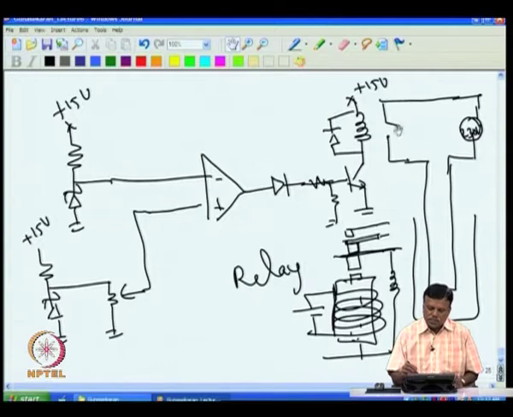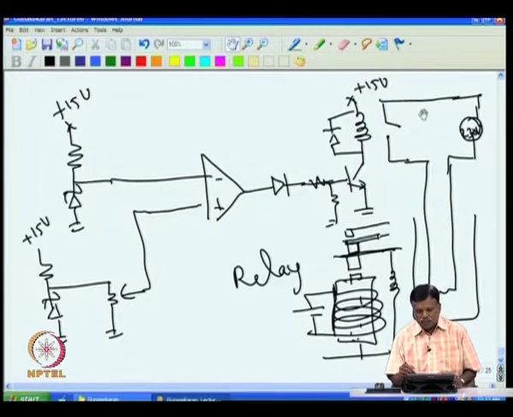Also, this produces a lot of radiated electromagnetic noise whenever the contact opens and breaks. So, that problem is also there. Nevertheless, this is capable of carrying high current, AC as well as DC. So, this is still used extensively in industry.